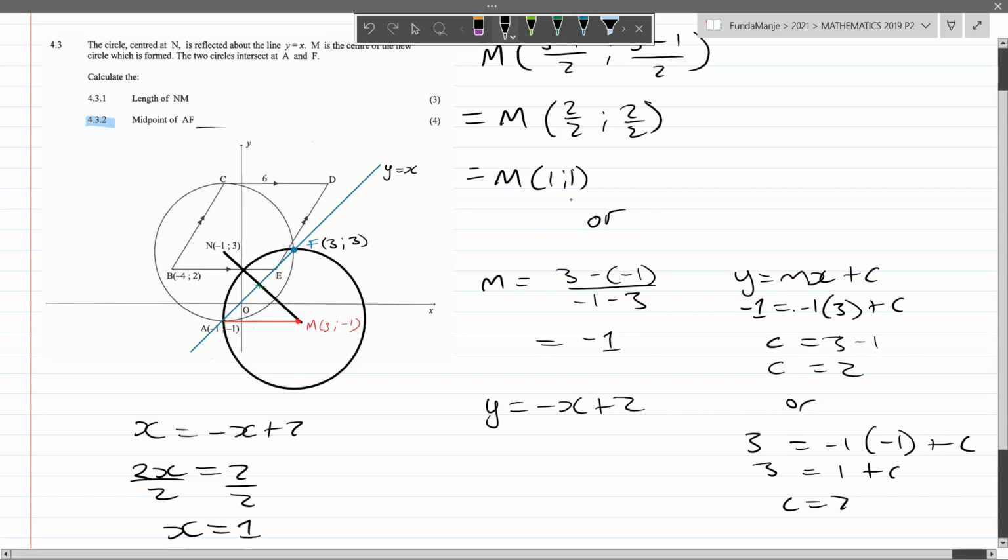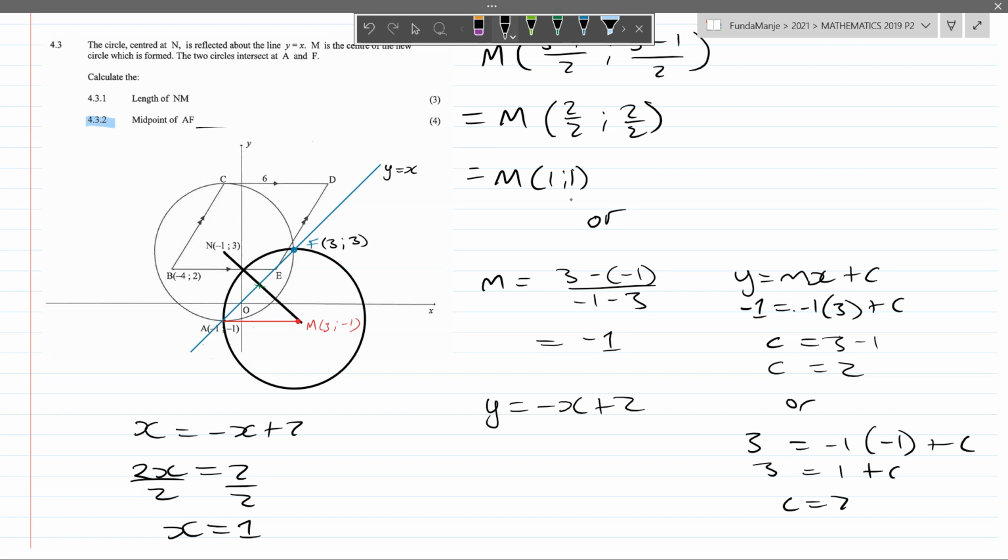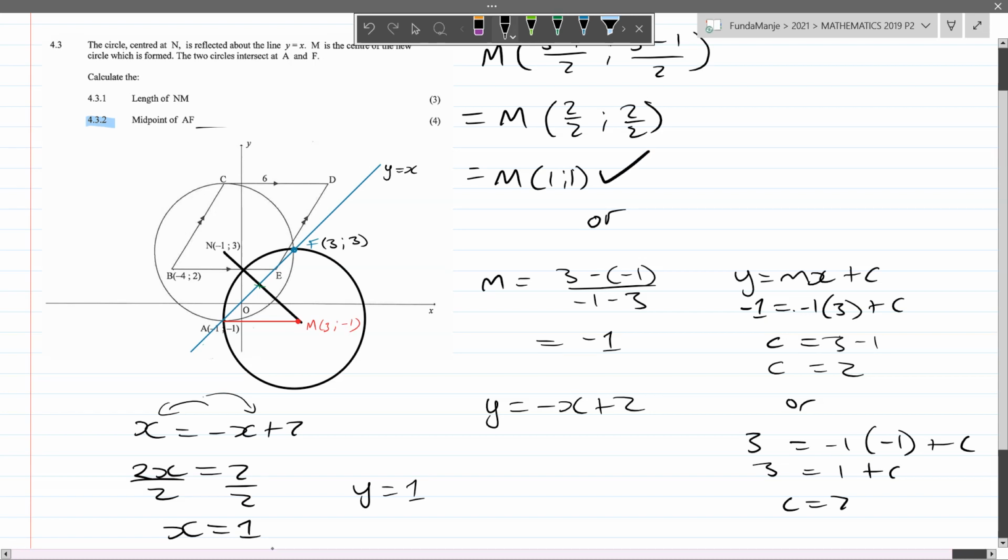In this case, since this is on the line y equals x, if x equals 1, then we can just substitute this back into any one of these formulas, and we'll get y equals 1 as well, which makes sense because that's what we have already gotten. So therefore here the coordinates for the midpoint will be 1, 1 as well.